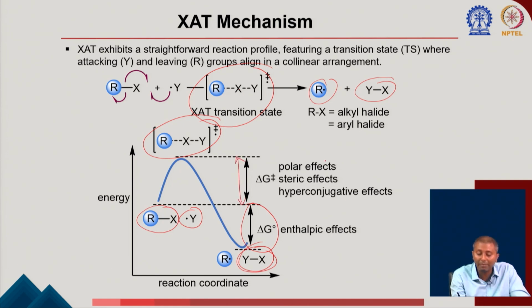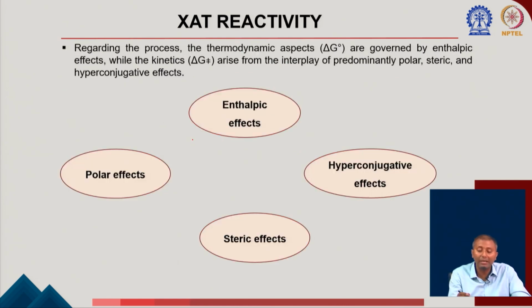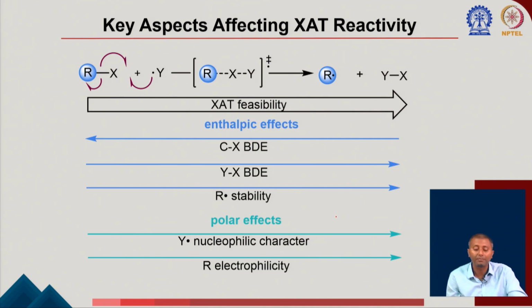So this delta G depends on the polar effects, steric effects, and the hyperconjugation. These are the factors which are going to stabilize the corresponding transition state. Okay, so based on that we are going to see different rates. So you are going to see the enthalpic effects, as I mentioned, the polar effects, hyperconjugating effects, and the steric effects. I am going to discuss this very similar to the hydrogen atom transfer. I am going to discuss a few examples where these rates are measured.